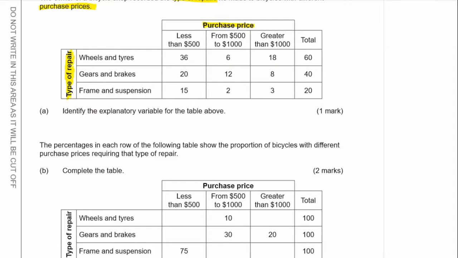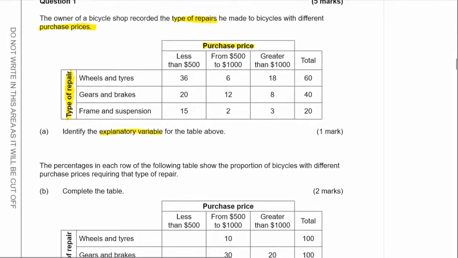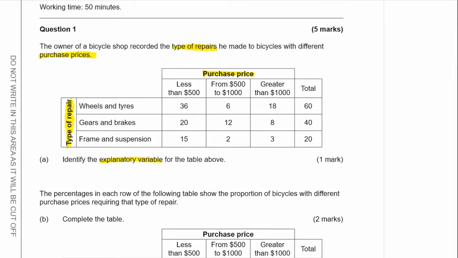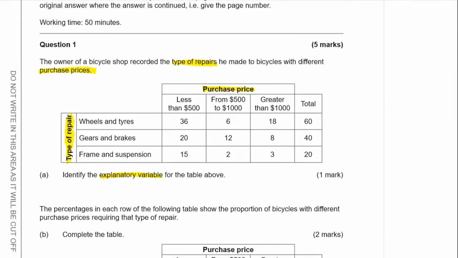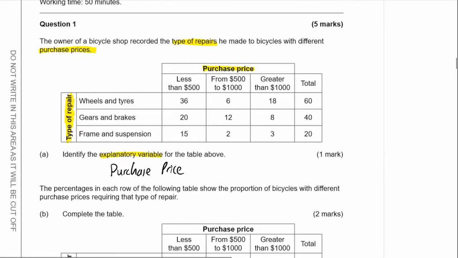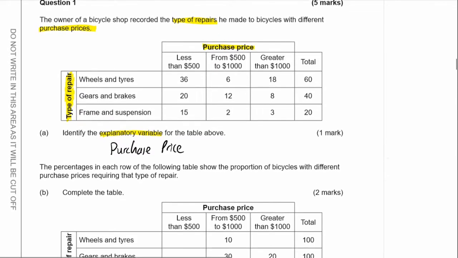First question was identify the explanatory variable. So when identifying the explanatory variable, you ask yourself, what's going to explain the other thing? So does the type of repair explain the bike we purchase? Or does the type of bike we purchase explain the repairs it's going to need? So in this case, obviously, you have to purchase the bike before you can repair the bike. So the purchase price is the explanatory variable because the purchase price will explain the type of repair. The type of repair won't explain what kind of bike you purchase. Well, not in this context anyway.